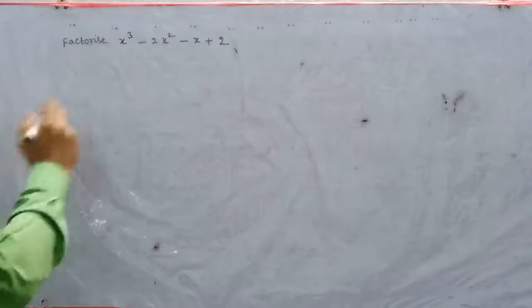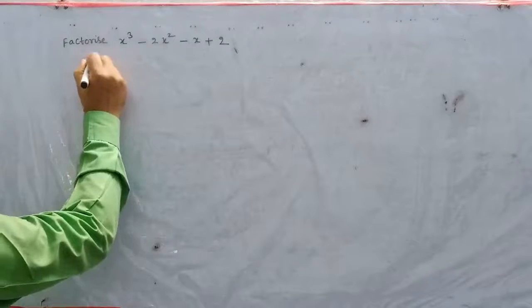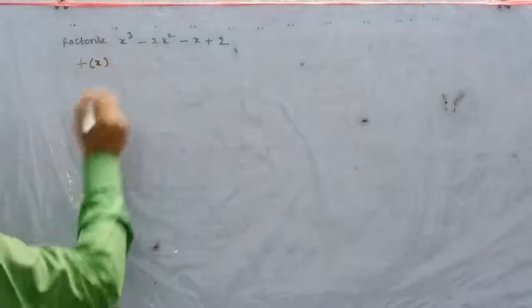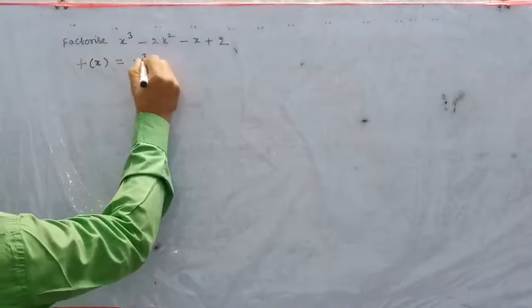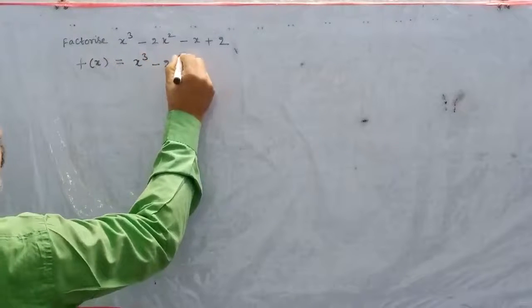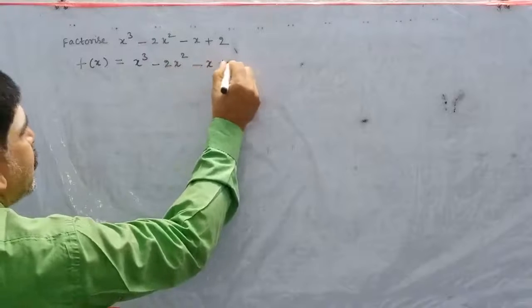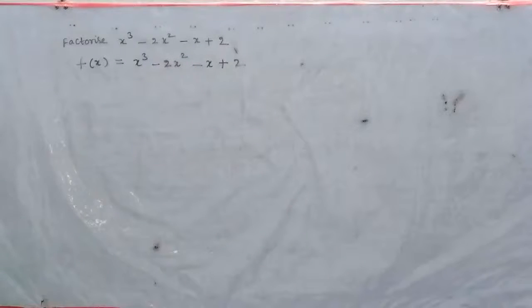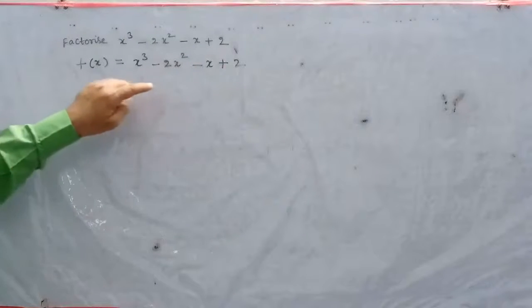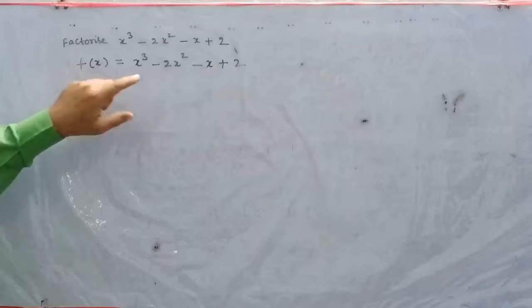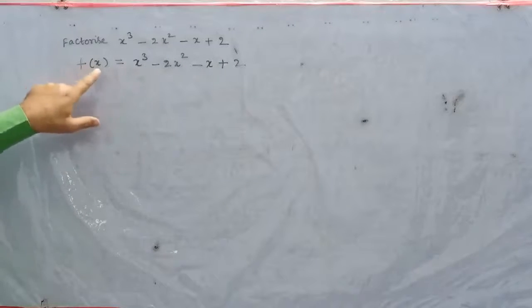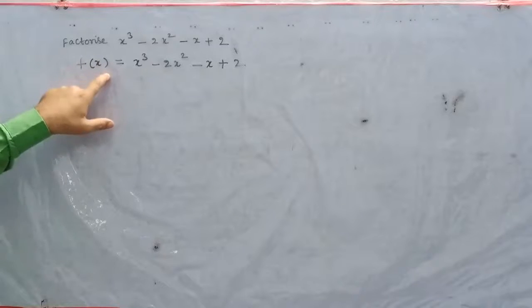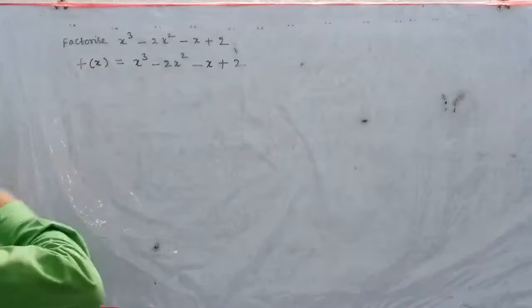Let the given polynomial be f of x. f of x is equal to x cube minus 2x square minus x plus 2. Now we are using the trial and error method to find the first factor of the given cubic polynomial.